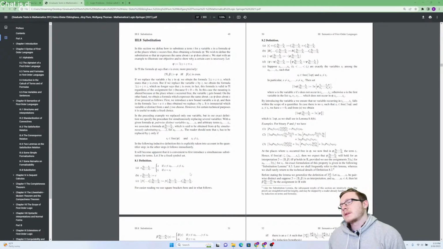Okay, so we're replacing variables with terms, for some reason. Then you have the definitions for formulas as well, which you're basically just replacing all of the subterms in the formula with it. Just like, duh.